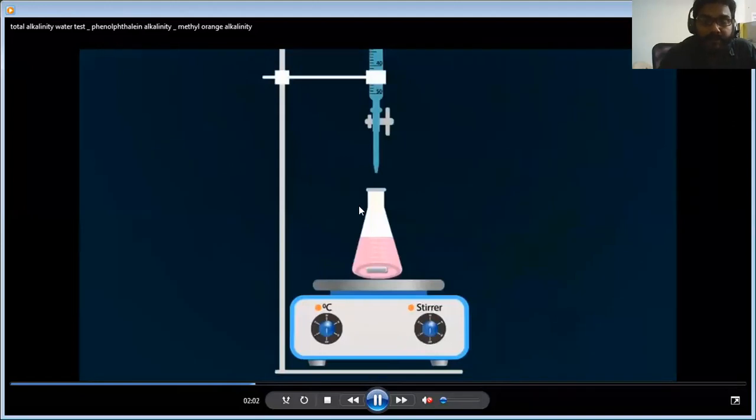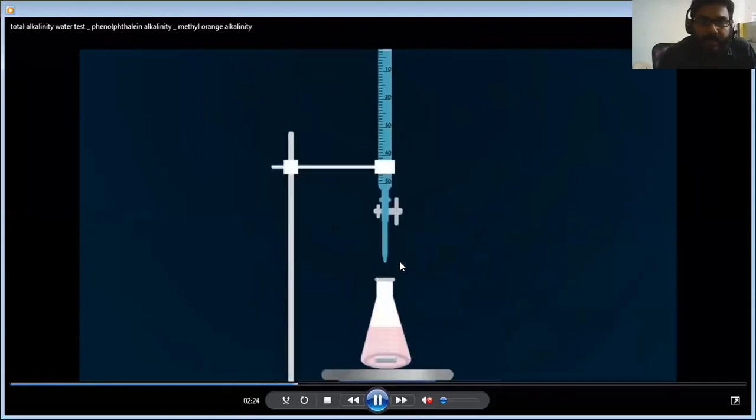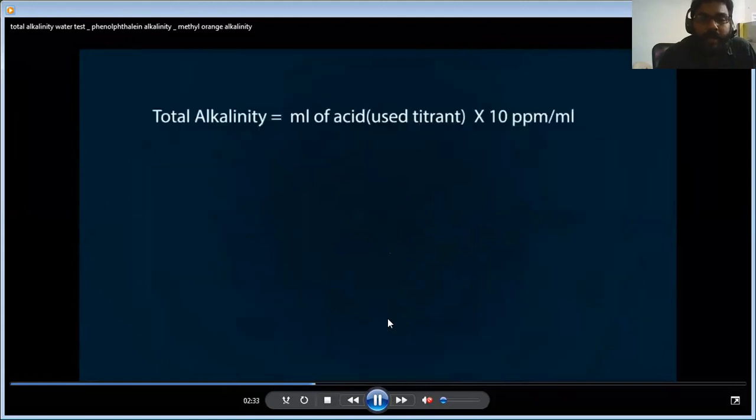Now we add acid to the water. What happens after some time? While stirring, we add HCl from the burette to the water in the conical flask. After some time, a colorless solution is formed. The pink color is converted into a colorless compound. Now we have used 2.5 ml of acid to remove the pale pink color.